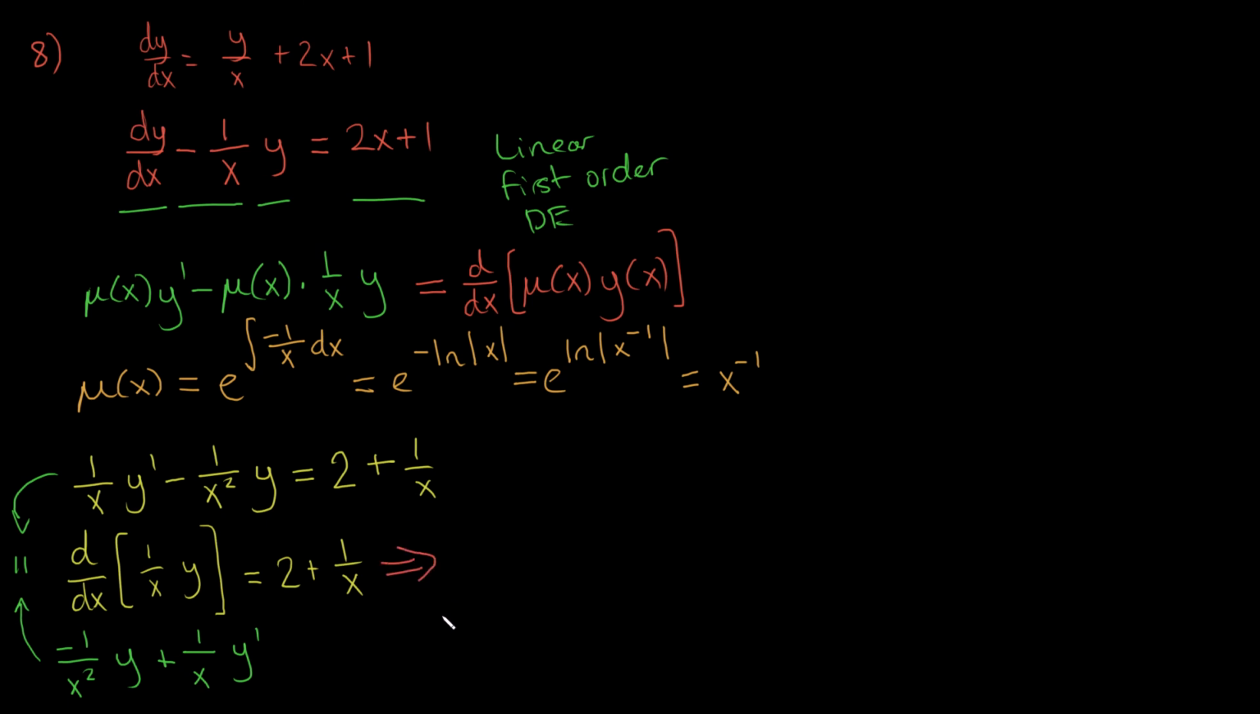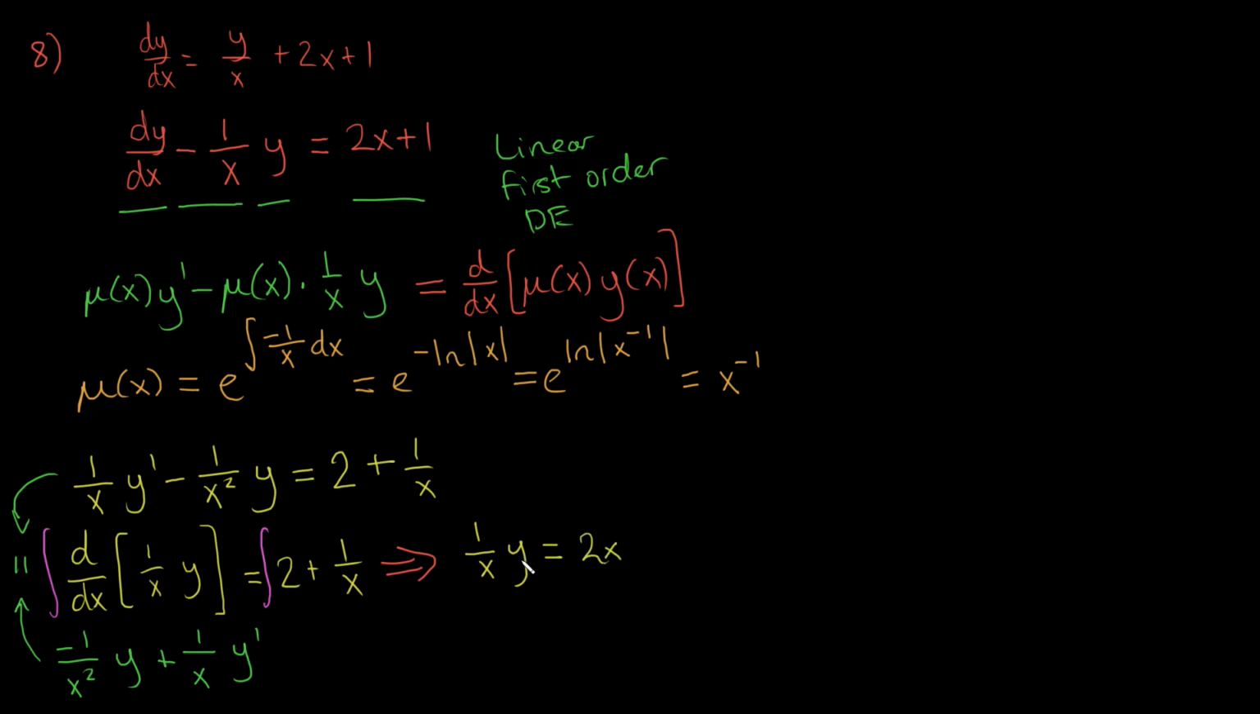What this means is if we take the integral of the left side and the right side, we'll get what we want. So integral here and the integral here. If you take the integral of the left side, by the fundamental theorem of calculus, the integral and derivative both just disappear because they're inverse operations. What we're left with is 1 over x times y. This is equal to the integral of 2 plus 1 over x, and really we could say this is all dx also. So we're going to get the integral of 2 with respect to x is 2x.